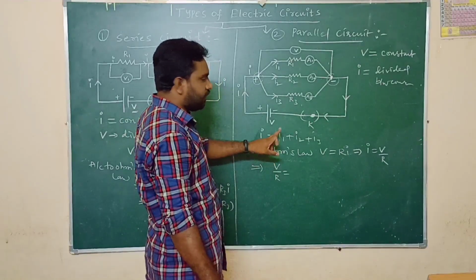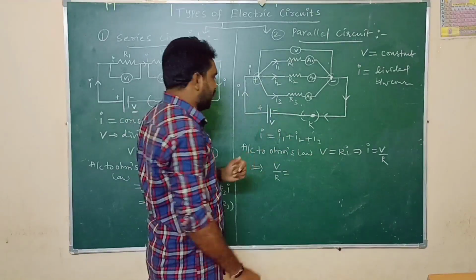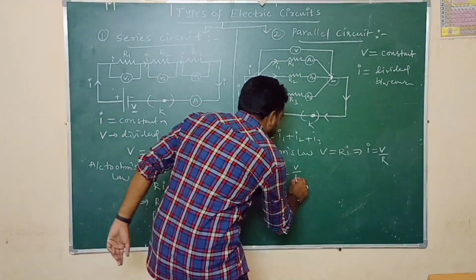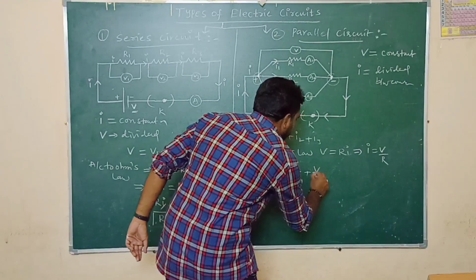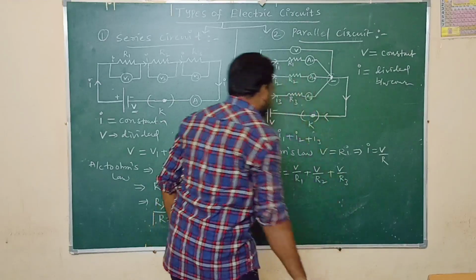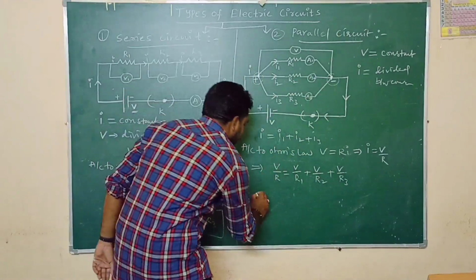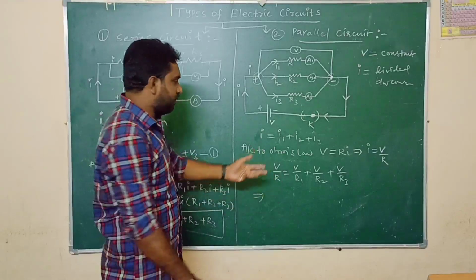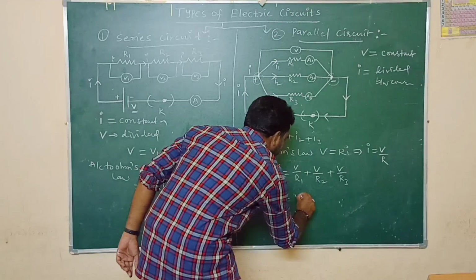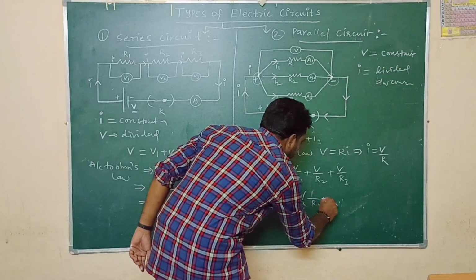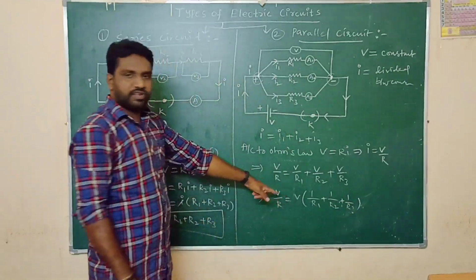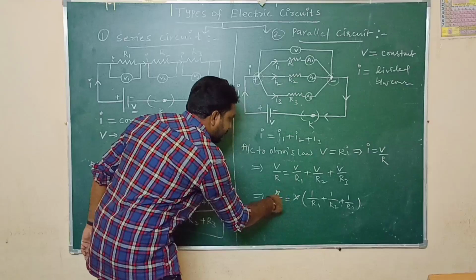Here I1 means the potential difference V, I equals V by R. The potential difference is constant. We can write I1 equals V by R1, the resistance of the first resistor. In the same way, I2 equals V by R2, and I3 equals V by R3. From this equation, V remains constant on both sides, so we take the potential difference common on the right-hand side. V is common here: V of 1 by R1 plus 1 by R2 plus 1 by R3. So from this equation it is clear that the potential difference remains constant on both sides.